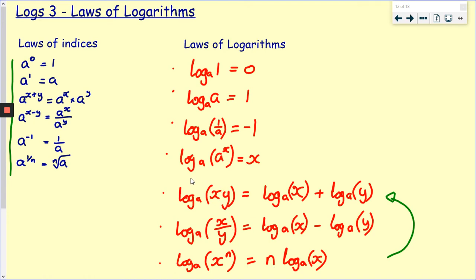You need to be able to go in both directions. So, we can convert log of x times y to be this expression, or we can go backwards to say the addition of two logarithms, we can multiply. We can go forwards and backwards.